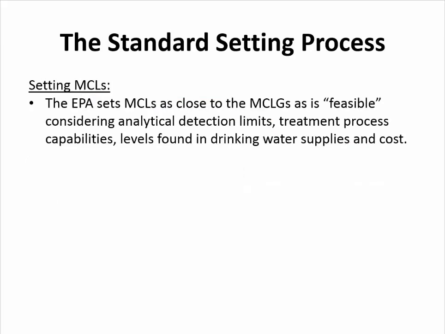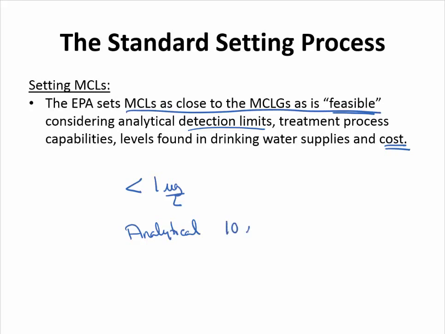When setting the maximum contaminant level, the EPA must set the MCL as close to the MCLG as is feasible or reasonable. This takes into account the cost of treatment, certainly, but also the detection limit, the treatment process capabilities, and the natural levels found in drinking water. For instance, the EPA could determine that we would like to have less than 1 microgram per liter present, but we may only have the analytical capability to measure 10 micrograms per liter. If this is the case, setting a limit of 1 microgram per liter is meaningless, and the EPA has to resolve this difference.